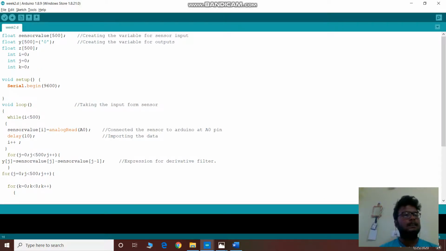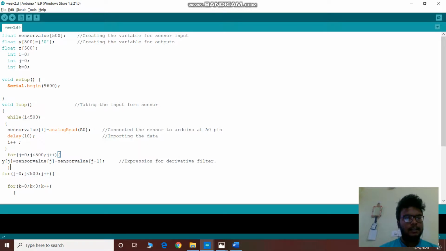in a similar way I am taking the sensor values, that is, taking the input from the PPG sensor, with output values y of 500 and z of 500. I'm taking two variables for output because the first is after the derivative filter, and the second is after passing the derivative filter output through the MA filter. Again, same Serial.begin, void loop, while i less than 500, sensor value of i analogRead of A0. I connected the sensor to the Arduino at the A0 port, so I'm using A0. If we connected it to the 7th port, we would use A7.